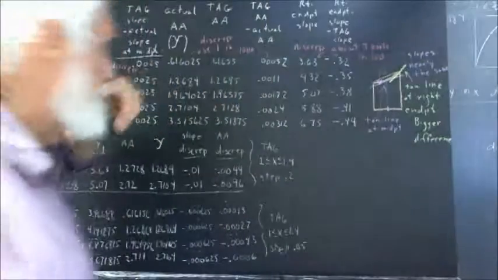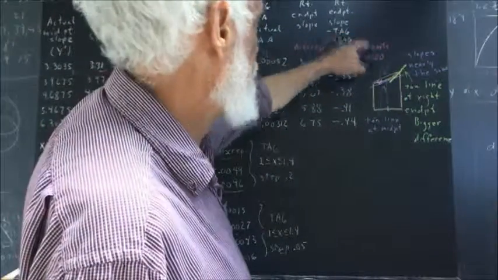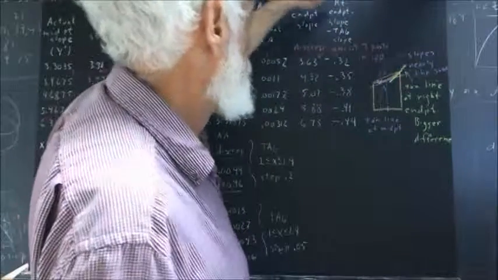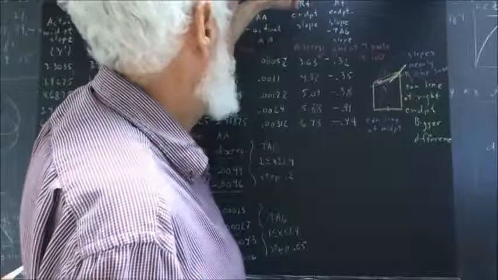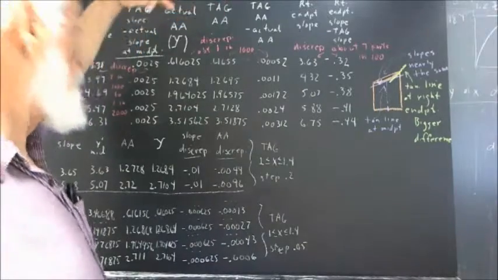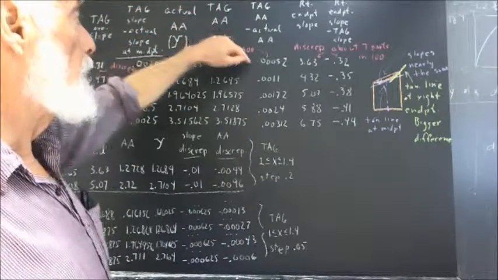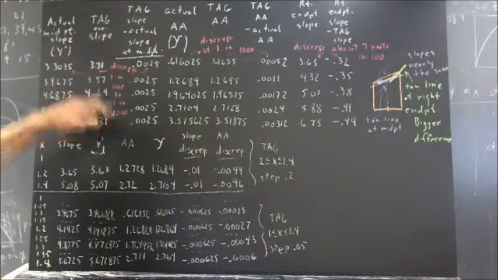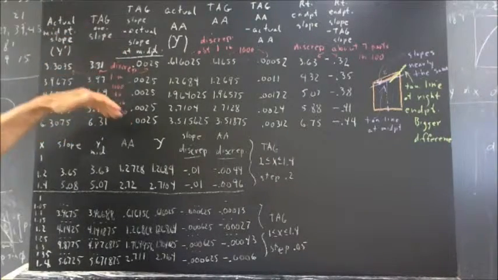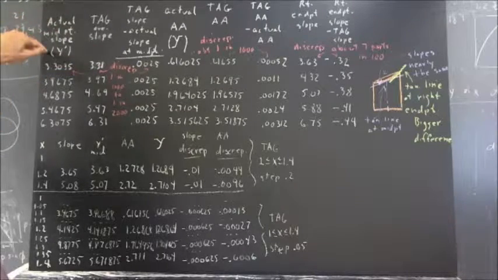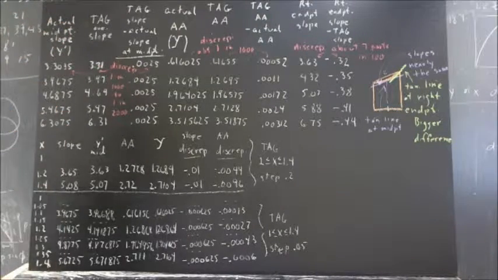So that kind of explains the difference between the 7 parts in 100 discrepancy that we get between the slope at the right end point and the trapezoidal approximation graph slope, as compared to the discrepancy of 1 in 1,000 to 1 in 2,000 between the slopes of the trapezoid and the midpoint for the actual curve.